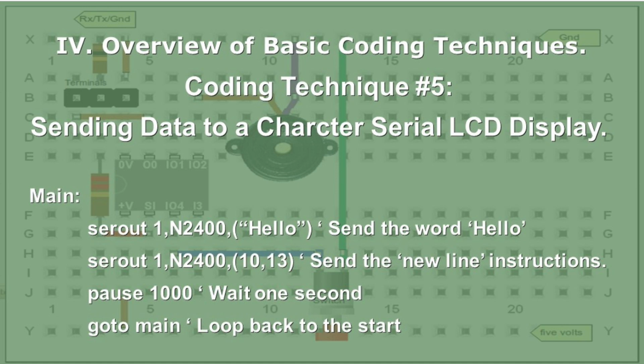Sending data to a character serial LCD display. Notice those nice little commands they give you. And if you use C++ to develop, you'll have libraries that do this for you. Often serial out, and you're setting it for 2400 bits a second. I think no parity is what this command means. And in the parentheses and quotes is what you want to send to the display.